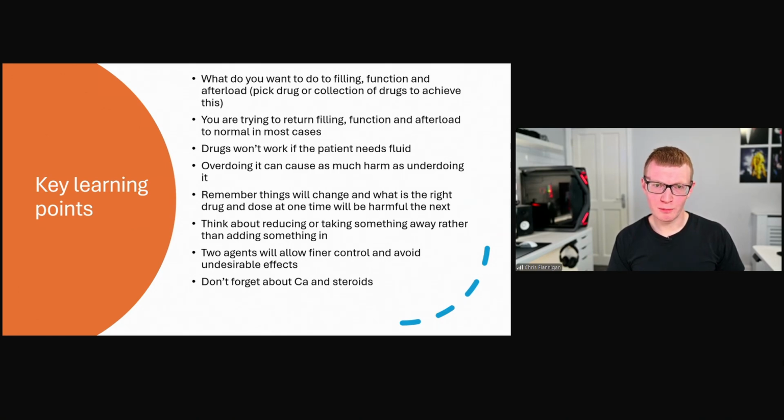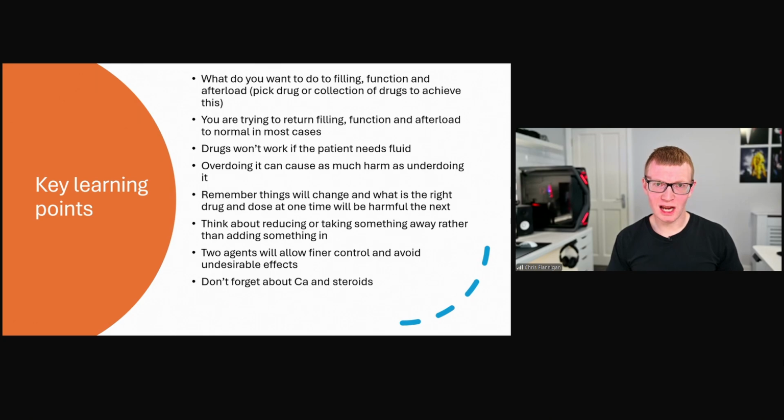Okay, so summing up, what I think are my key learning points with vasoactive drugs. Look at your patient, decide what you want to do. What do you want to do to their preload? What do you want to do to their function? And what do you want to do to their afterload? And pick a drug or collection of drugs to achieve all those effects. Remember, if your patient's empty, the drugs aren't going to work, so you may have to fill them up. In most situations, you're trying to return preload, function and afterload to normal.